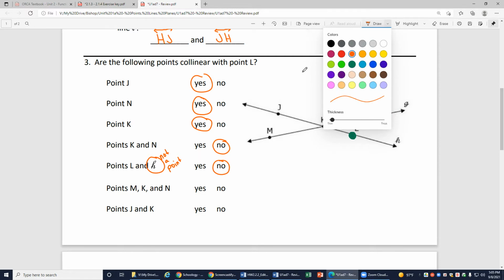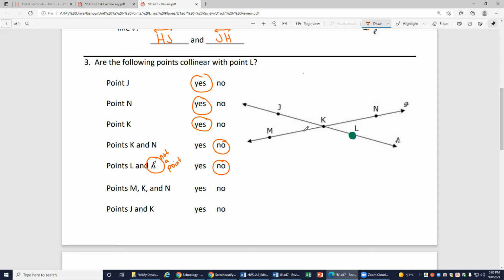Okay, all right, the next one, M, K, N. Do those go with L? So let's see. N, K, and M are all of these. So are they going to be collinear with L? L's not going to be on that same line. So that's going to be another no.